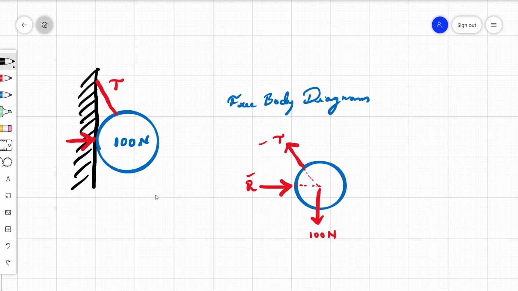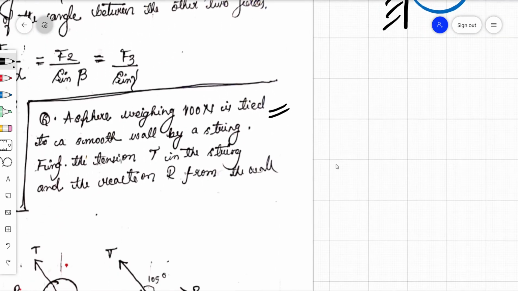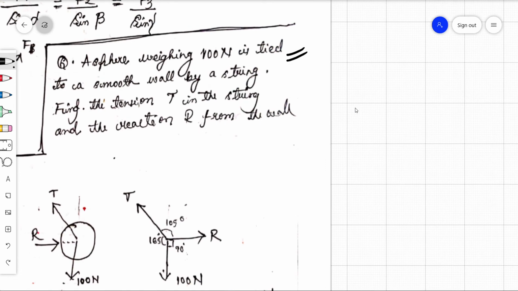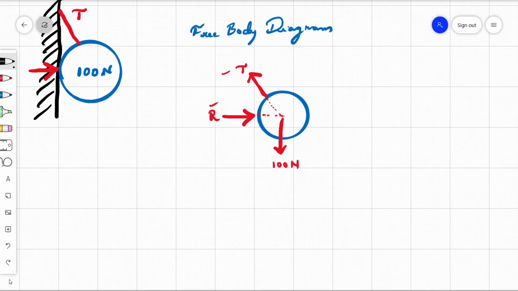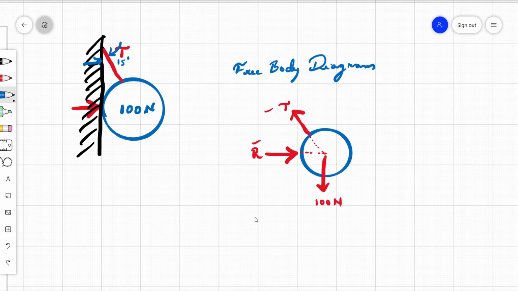And one more thing I forgot to say, they have given one angle, and that angle is 15 degree. They have given an angle because angle is very much important. So this angle is 15 degree. So let us start with this numerical.